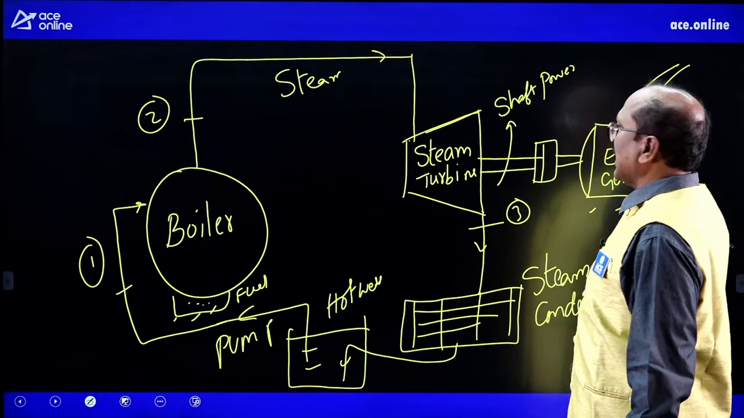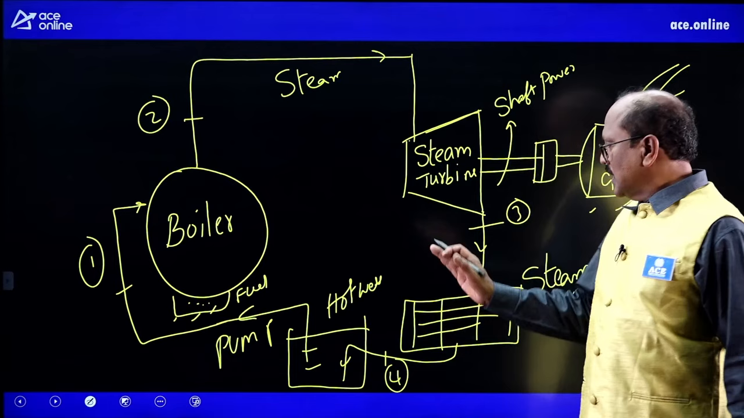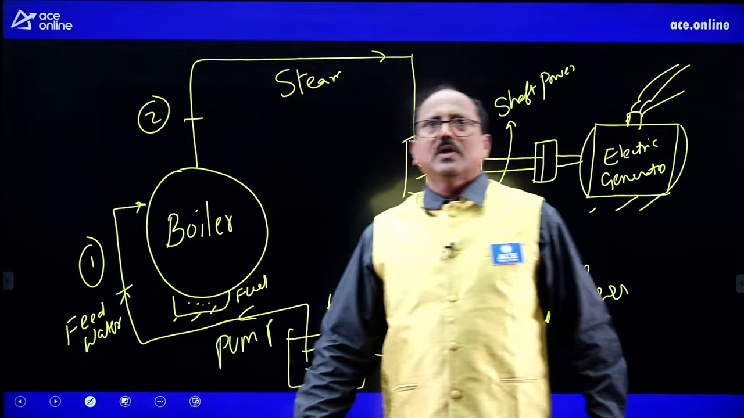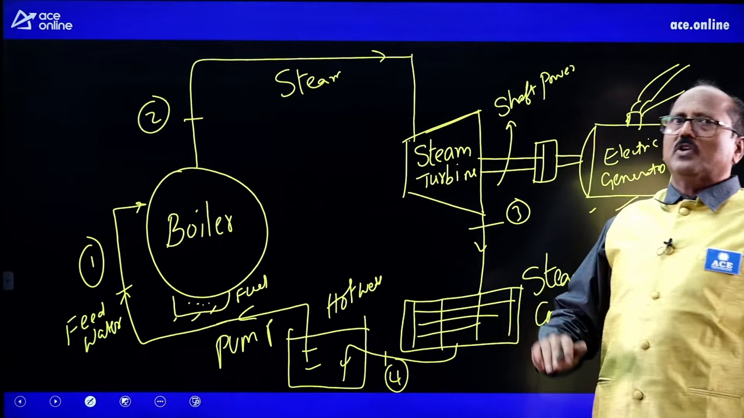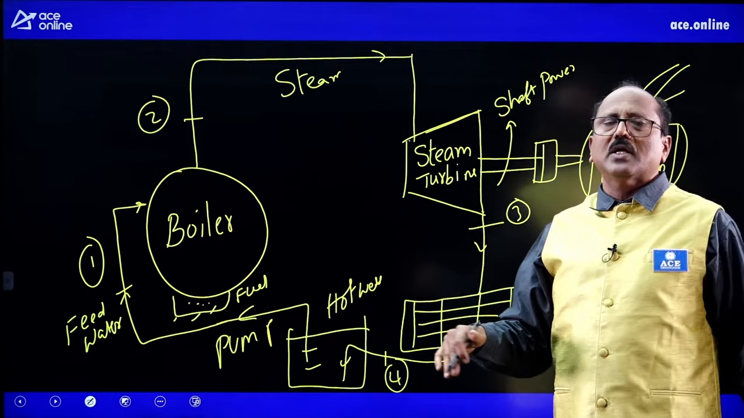And 3-4, we are taking condensation, converting wet steam into water. The saved water is called feed water. To pump the feed water into the boiler: so 1-2 steam generation, 2-3 power generation, then 3-4 steam condensation, converting the wet steam into hot water that is pumped to the boiler again. This is called a thermal power plant. It works on the thermodynamic cycle, the Rankine cycle.